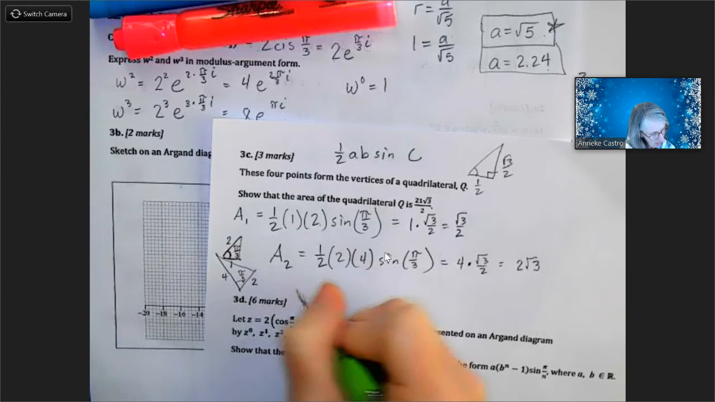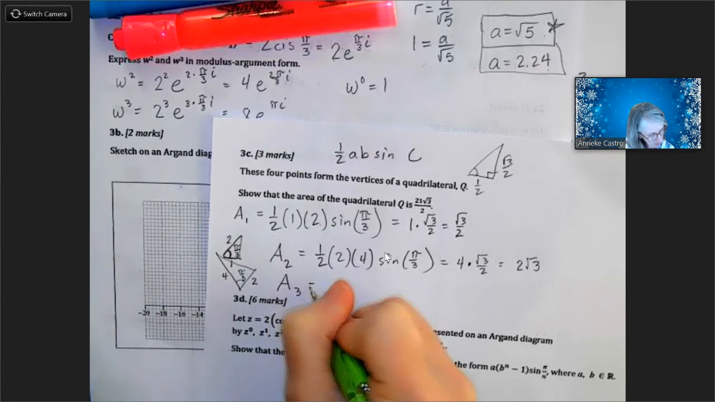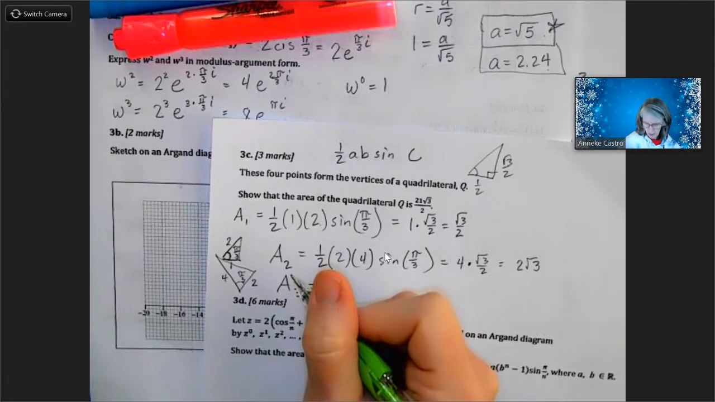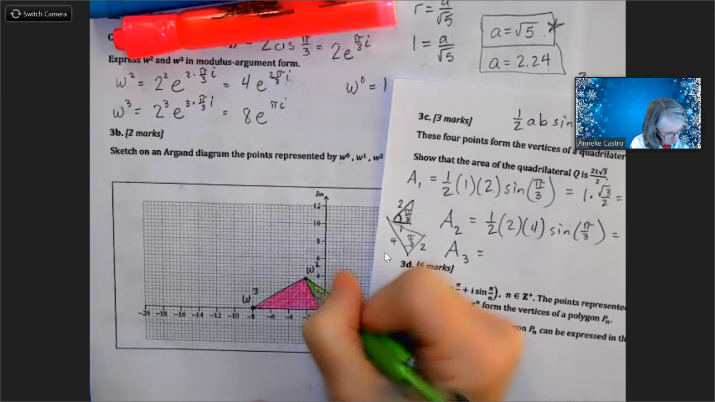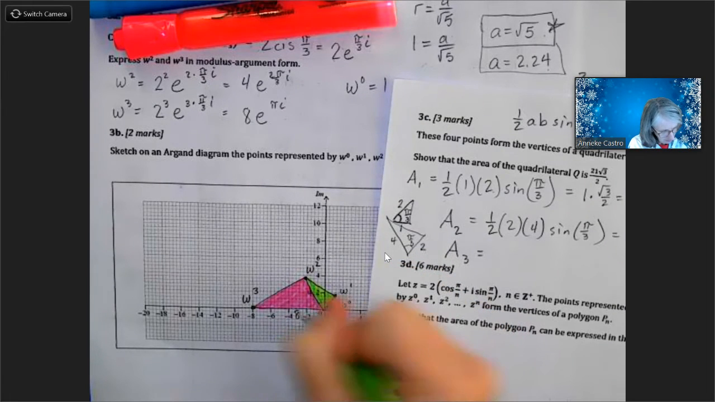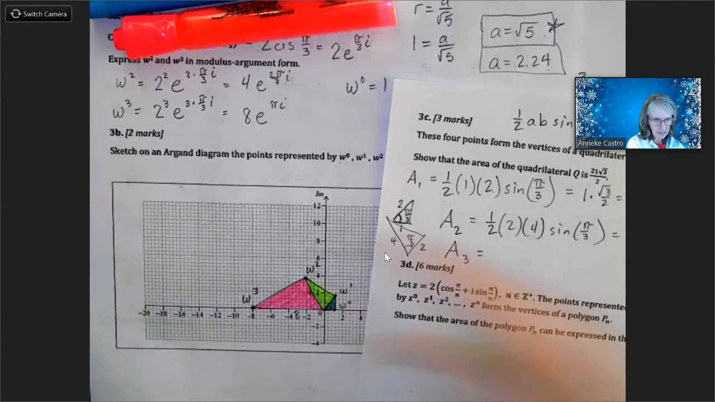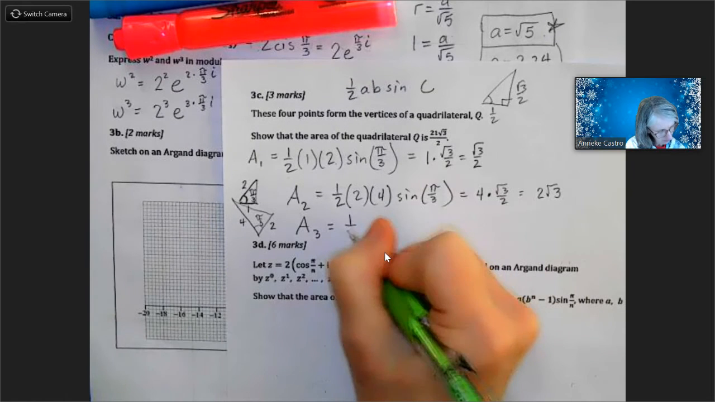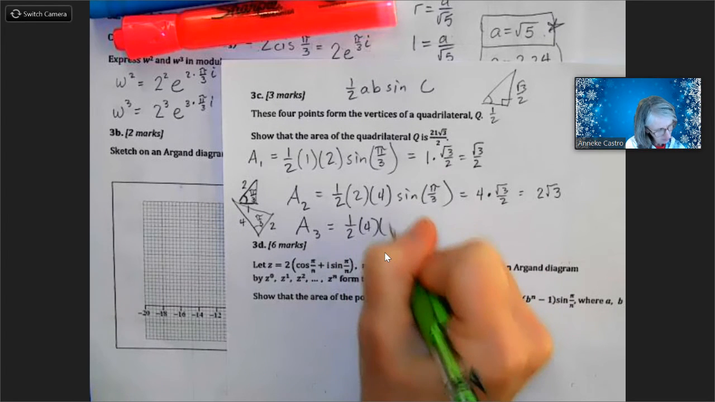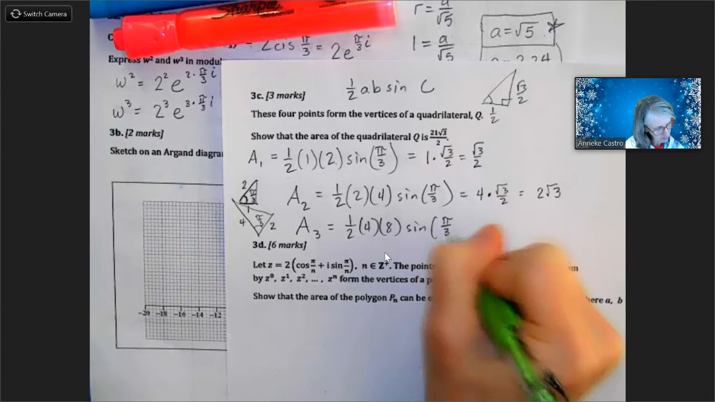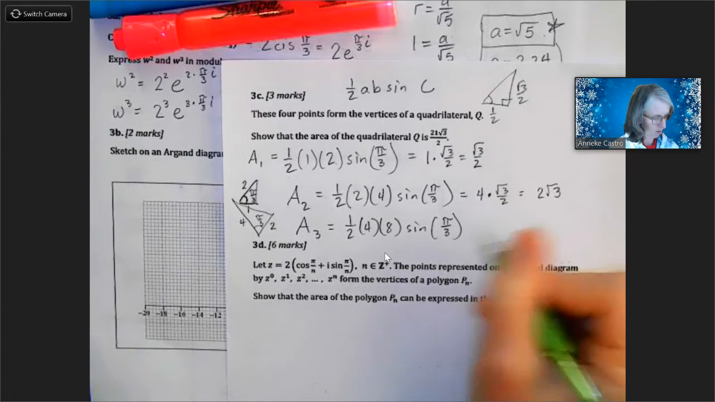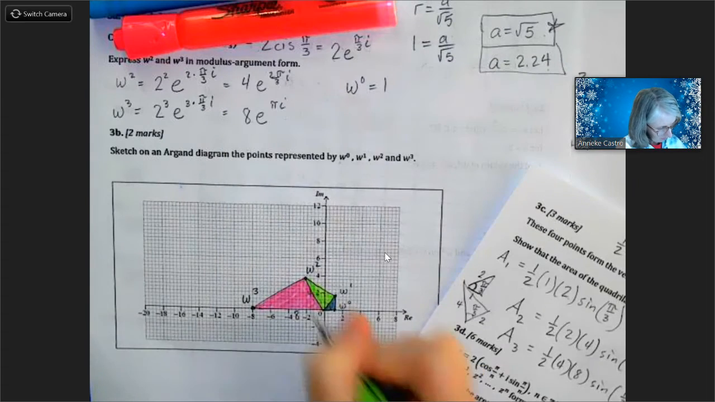Okay, and then area of triangle 3. I'm not going to draw the picture. It's on the other page, right here. This is 4. This is 8. Okay, this side is 4. This side is 8. So it's going to be 1/2 times 4 times 8 times sine of pi over 3 again. Yay! It doesn't matter what exponent I take it to. It's always going to be the same right here.